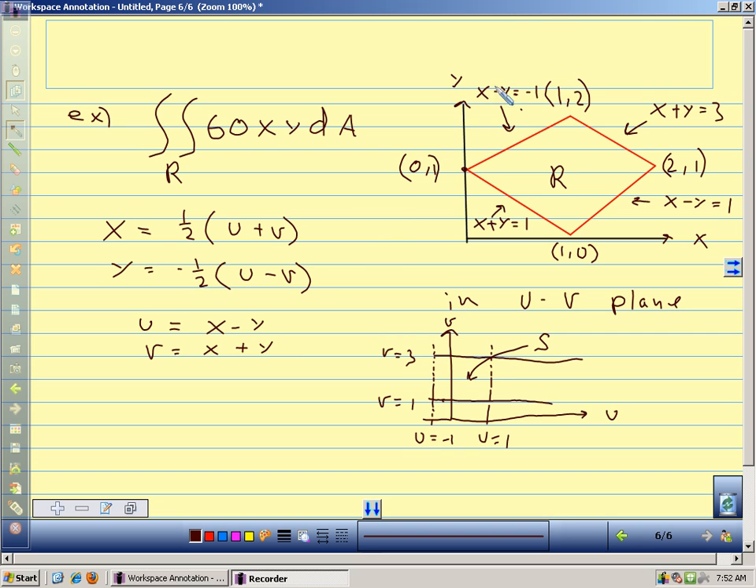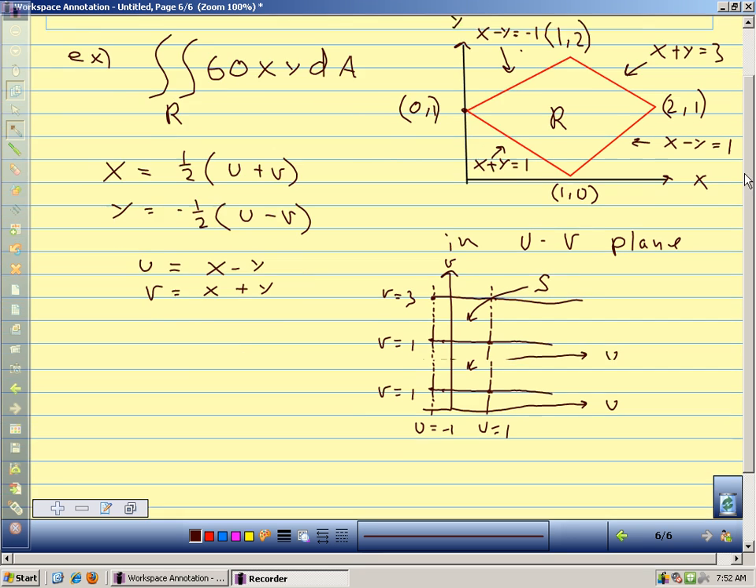So I figured that out just by looking at my transformation here. The other way that we could do it is make a chart and plug in my vertices and use the substitution here that u equals x minus y and v equals x plus y to find the corners of the new region. So what this transformation has done is take this parallelogram and turned it into a rectangle with the sides parallel to the coordinate axes. So it makes the integral a lot easier to do.